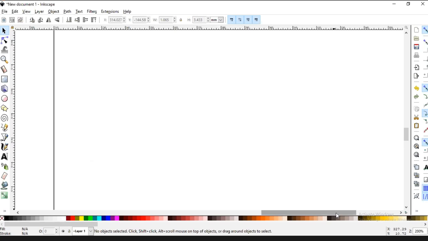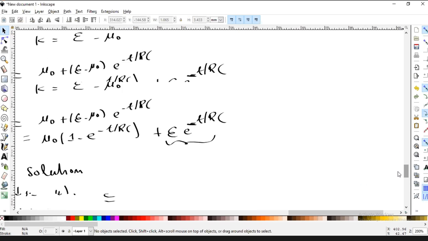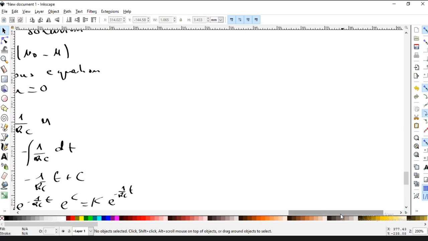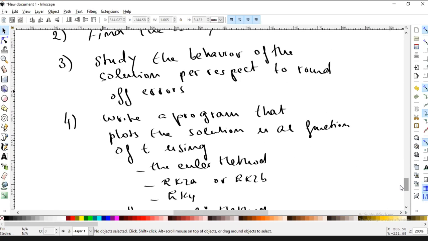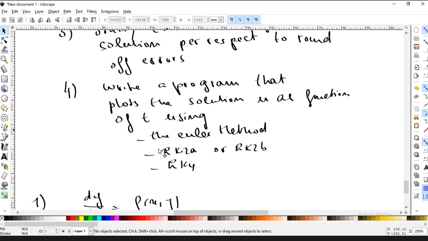So the Euler method will remain stable, the RK2 will remain stable, the RK4 will remain stable, they will all remain stable, okay, and we will not have a problem here of divergence with respect to the solution. So you can try that.